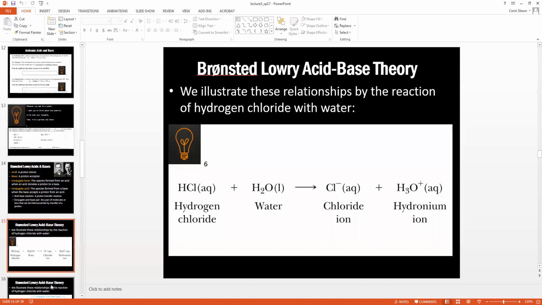So we're going to illustrate these relationships by the reaction of hydrogen chloride with water. You're going to be like, we saw that example before. You're right. Now we're going to think about it in a slightly different way.